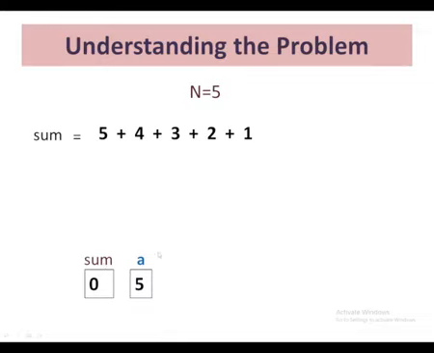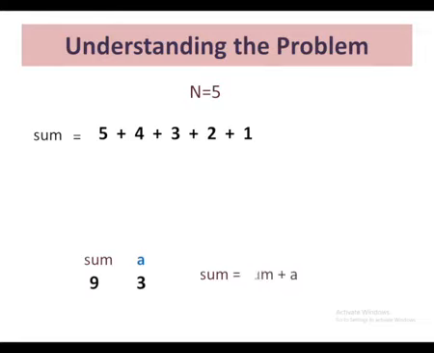So my sum value is 0 and a is 5. So I need to do sum equal to sum plus a. So my sum value becomes 5. Then I will decrement my a because my next value is 4. So I decrement a by 1. So it will become a is equal to 4. Then again I do the process repetition, sum equal to sum plus a. So 5 plus 4 I get 9. Then again I will decrement a. So I will get the value as 3.